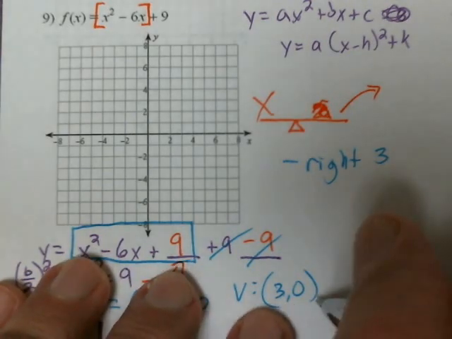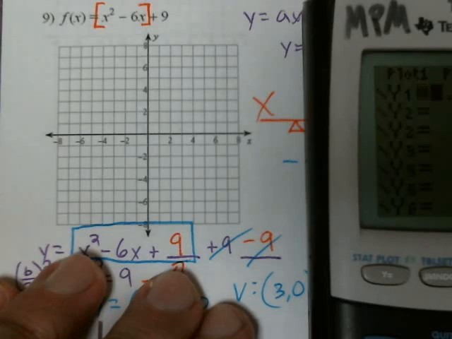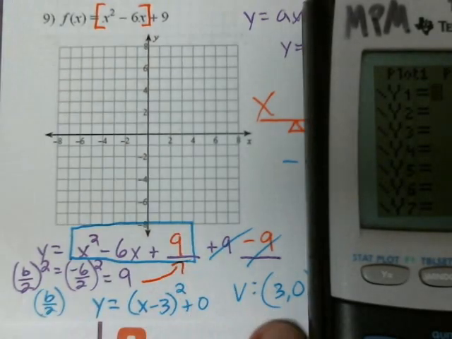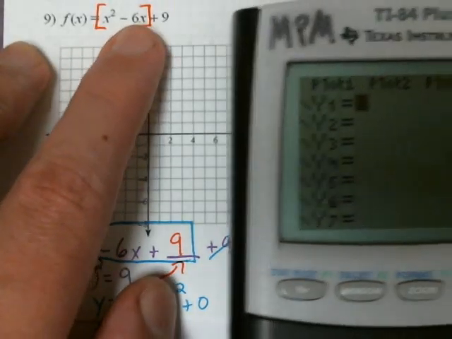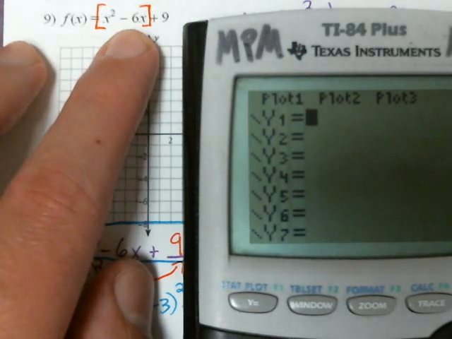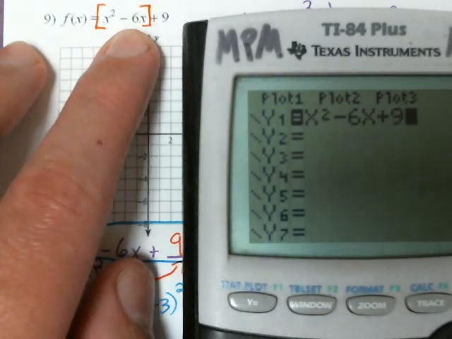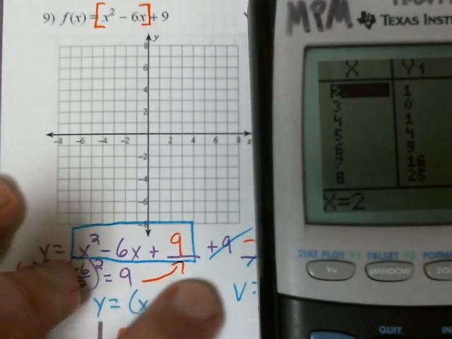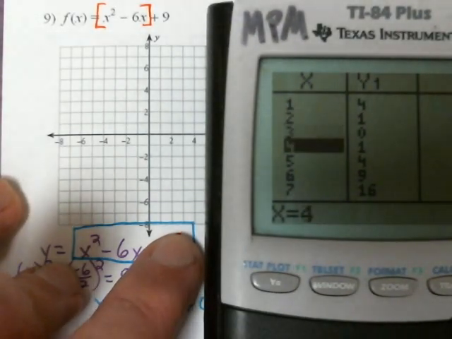Okay, so my vertex is 3, comma 0. So let's go back to our calculator. Now here, guys, you could actually plug in the original equation if you wanted to, or you could plug in the vertex form. Okay, I'm actually going to plug in the standard form just so you guys can see that it's the same thing. So x squared minus 6x plus 9. I want to go second table. And our vertex is 3, comma 0. So let's scroll down to 3. There we go. There's 3, comma 0.